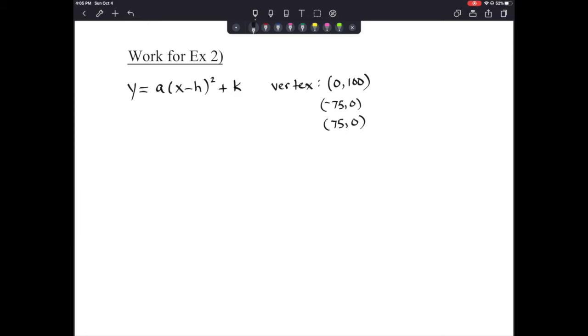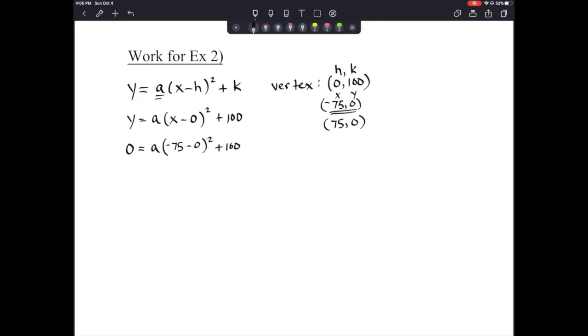Let's use this information now to solve to find our stretch factor for this problem. So first thing, let's put in our h and our k. So we have y is equal to a times the quantity of x minus, in this case it's 0 again, squared plus 100. And now let's just plug in one of our other points, right? Let's plug in the x for x and the y for y. 0 equals a times the quantity of negative 75 minus 0 squared plus 100.